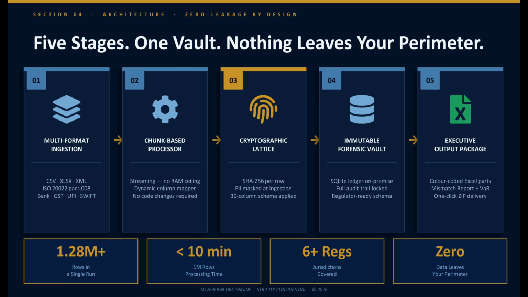Stage 3, Cryptographic Lattice: SHA-256 per row. Stage 4, Immutable Forensic Vault: SQLite Ledger on-premise. Stage 5, Executive Output Package: color-coded Excel, mismatch report, one-click zip.